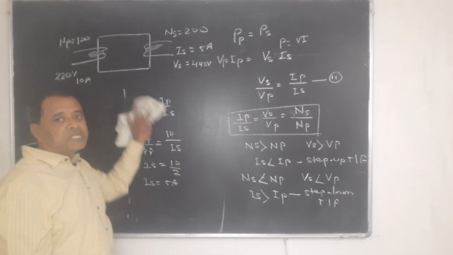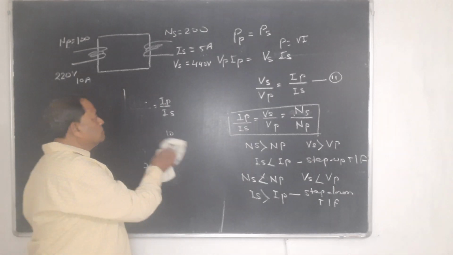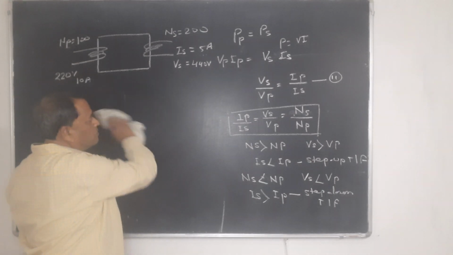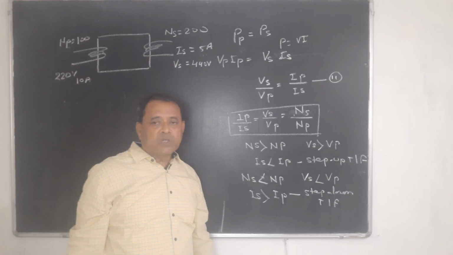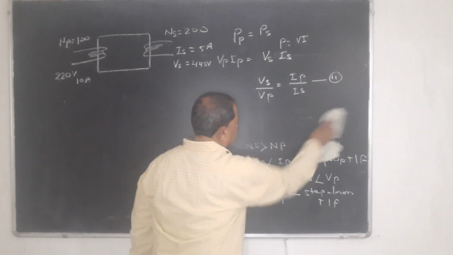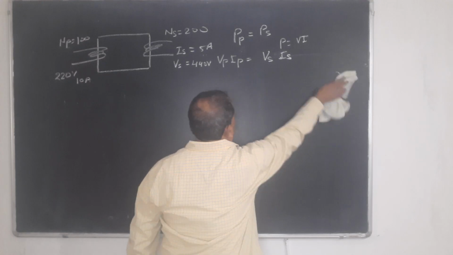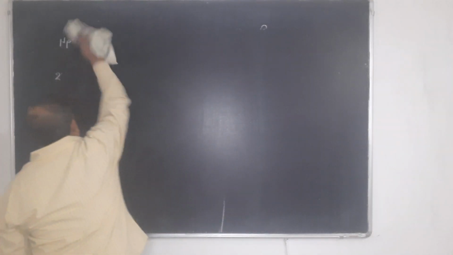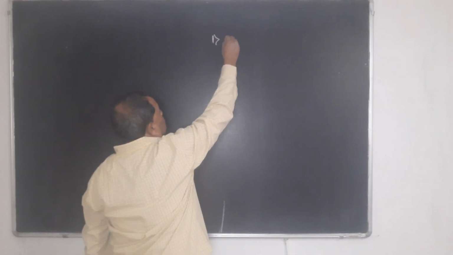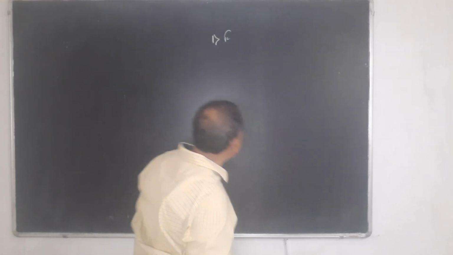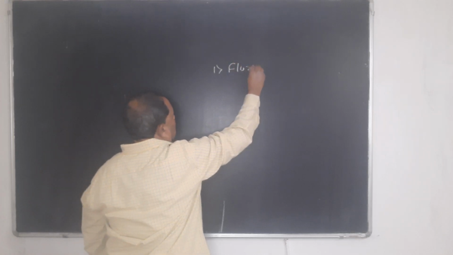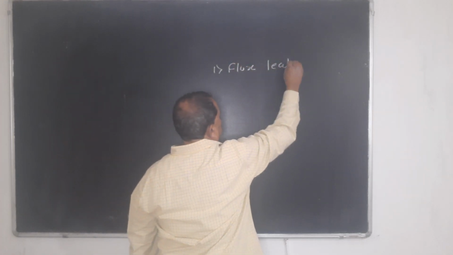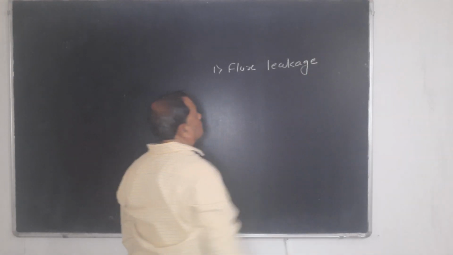Now, all the transformers are not 100% efficient. Some good transformers are there, they are 95% efficient because some losses are there in the transformer. So, we will see the losses in the transformers one by one. First, loss due to flux leakage, due to flux leakage.